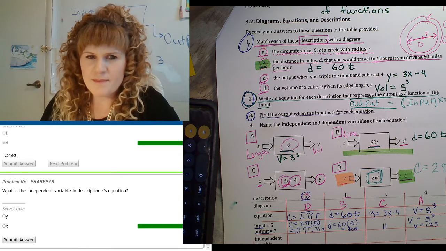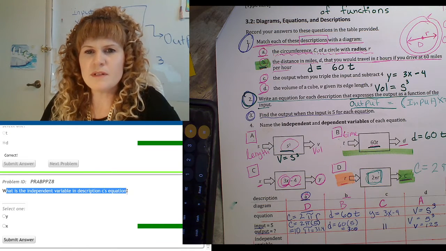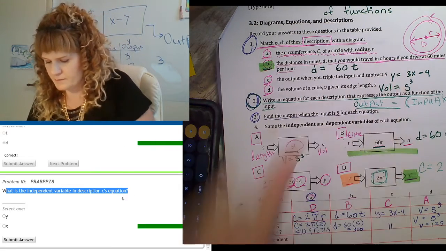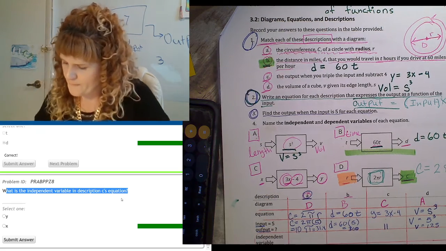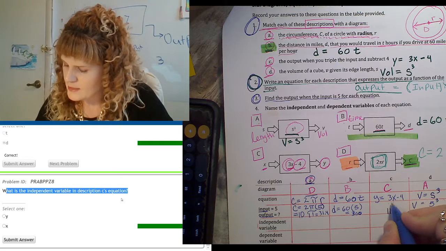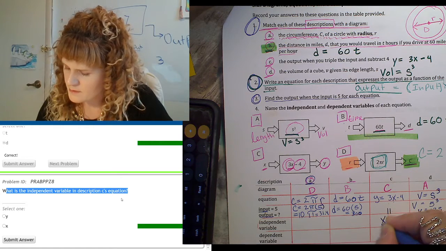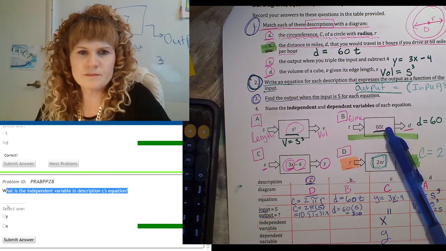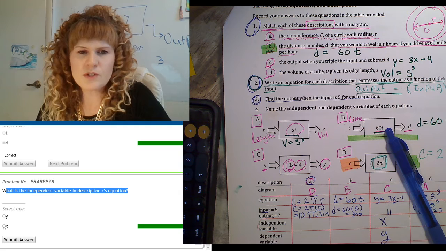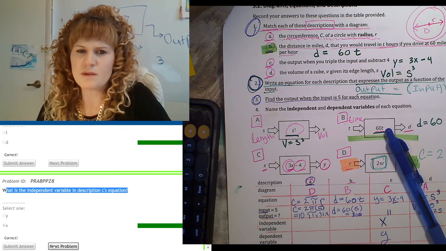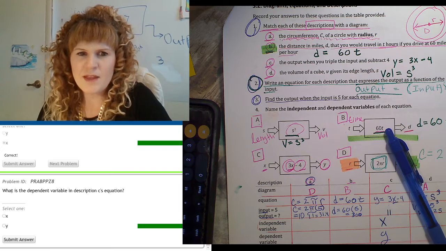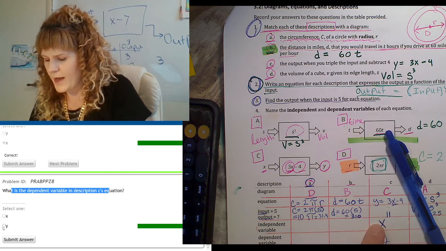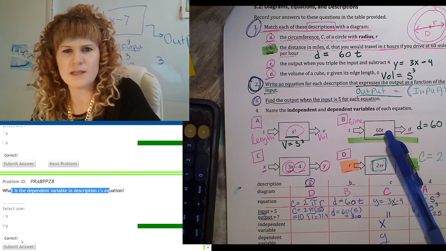Okay, hang in there with me. What is the independent variable in description C's equation? C was this one. I'll fill in the table. The independent variable is x. And the dependent variable was y. Read your screen carefully to make sure that you're submitting the correct answer for the correct question. What is the dependent variable in description C's equation? Y. Y depends on x. So y is the dependent variable.